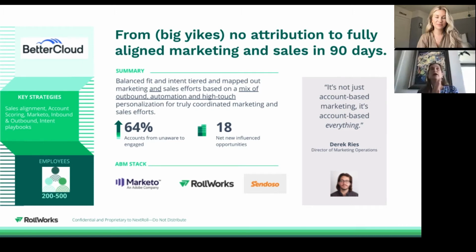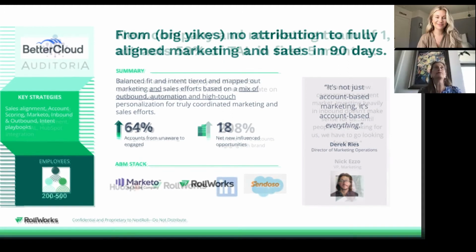And what they were able to do, again, in 90 days from no attribution, was see a 64% increase in the accounts that went from completely unaware to highly engaged. And they were able to, in that one quarter, influence 18 full opportunities. And this is not a super large team.